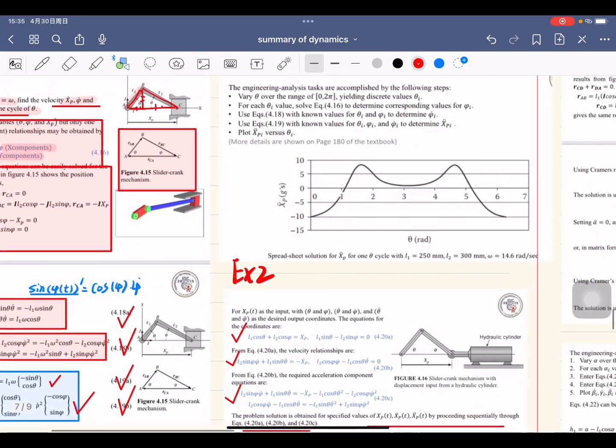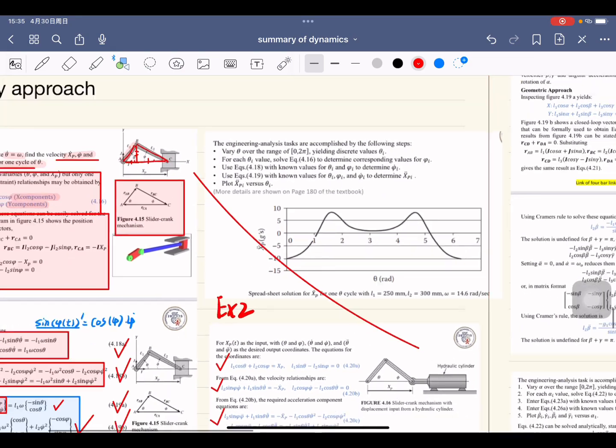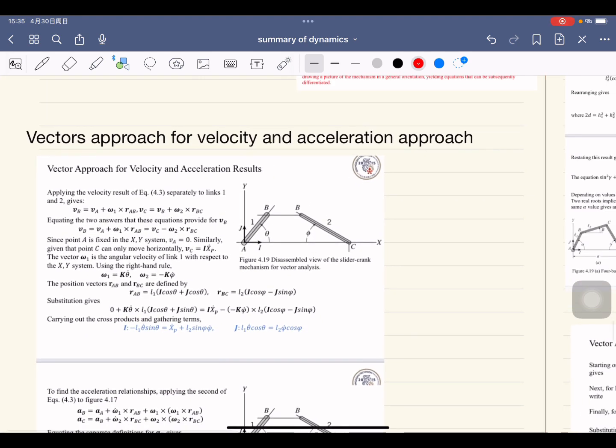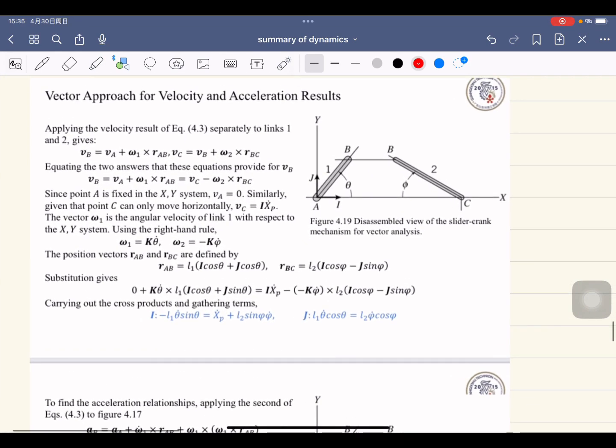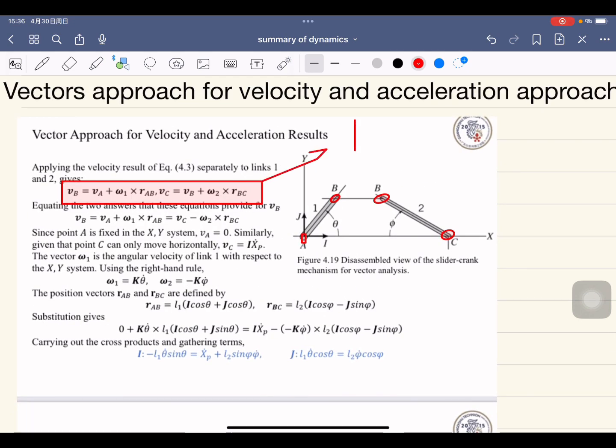But in mechanisms, it will be 2 different mechanisms, maybe something like this, okay? And that's the vector approach for velocity and acceleration. Let's see. Actually, this method would be the most general way. So, as you can see, applying the velocity results of equation 4.3 separately for links 1 and 2 gives something like this. Because we can find 2 points. The first point, the second point. The first point, the second point. So we can write 2 equations. This one is also under the assumption. The formula is the rigid body formula, as we talked about in lecture 10.